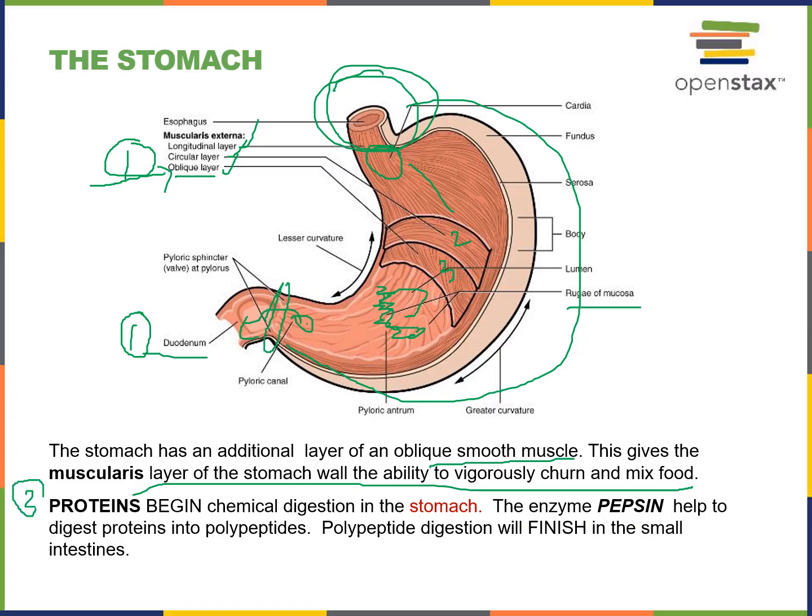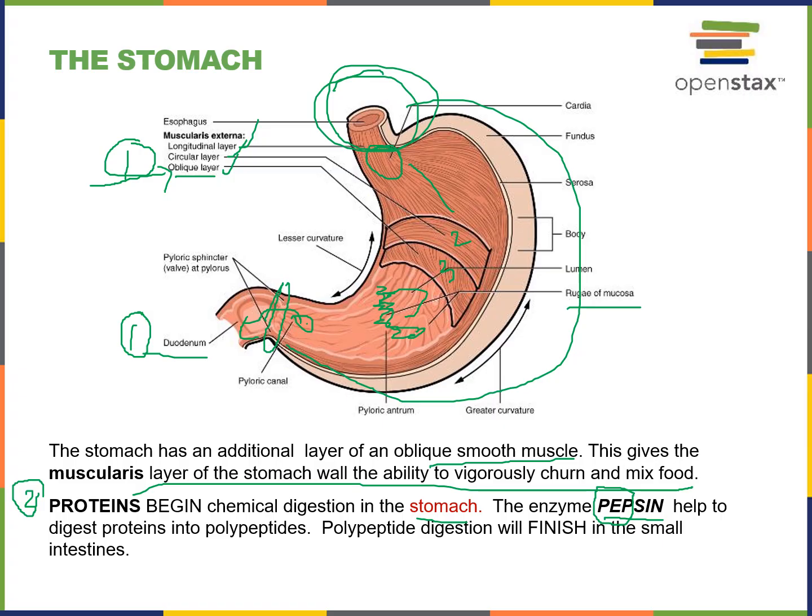Proteins and only proteins begin chemical digestion in the stomach. The enzyme that does that is the enzyme pepsin. And whenever you see the prefix pep, it usually refers to protein: pepsin, peptides, peptidase. These all help you to remember that pepsin refers to protein.